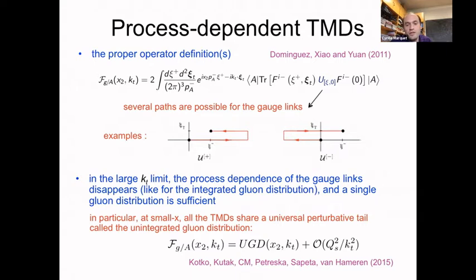in the BFKL framework. In fact, in the large kT limit, the TMDs are equal to the UGD, and the corrections to this first show up as corrections that go as Qs squared divided by kT squared. And so these are, in fact, due to nonlinear effects. These are saturation corrections that at small x differentiate between the various TMD definitions.